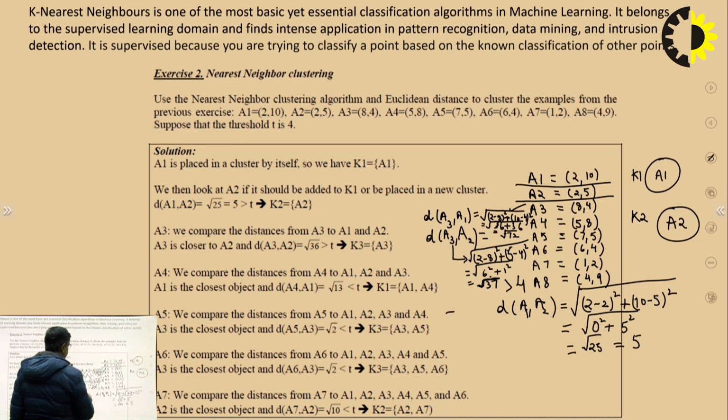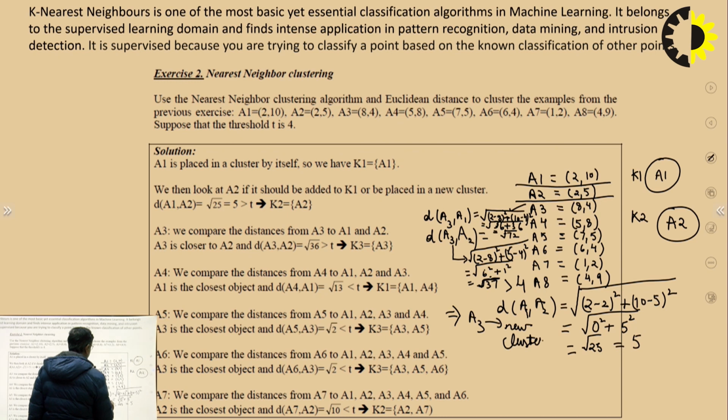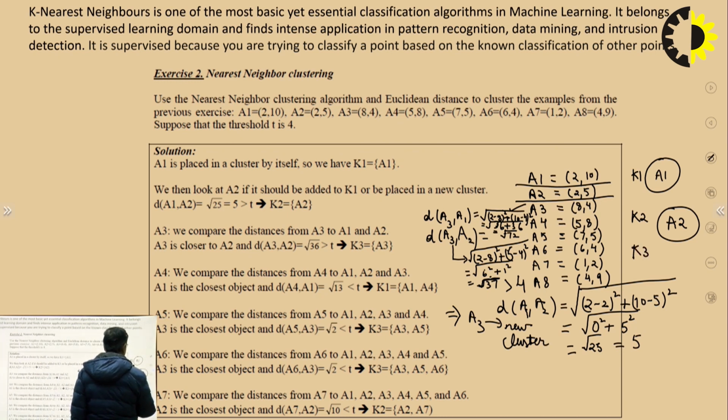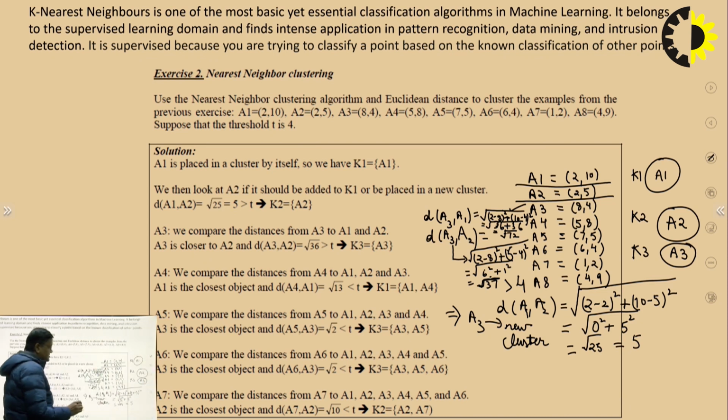So this implies that A3 will also go into a new cluster. We'll have to form a new cluster K3, and A3 will go into this cluster. So this is the cluster formation for our given points till now.